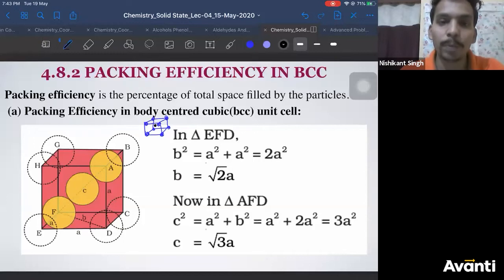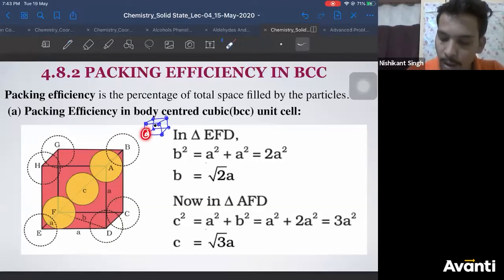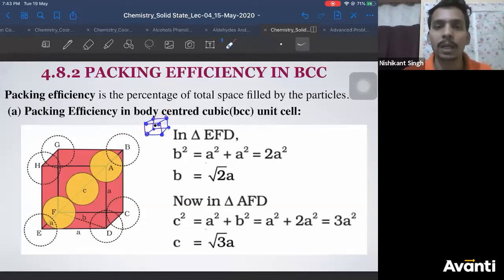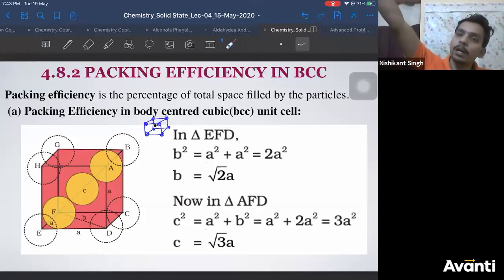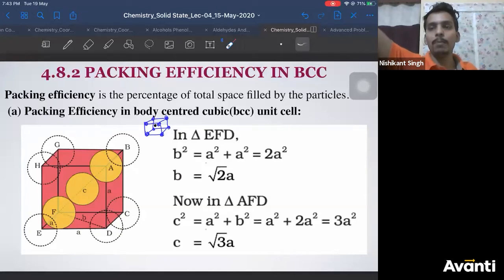Now, no, Prajwal, all are not touching each other, beta. See carefully. It looks like they are touching, but they are actually not touching each other. So all of you, please pay attention. There is a body center particle. The particles touching will be the top corner, the bottom corner, and the body center. These three particles along the body diagonal will be touching each other. From the top corner to the bottom corner, you take a body diagonal. At the top corner you have one particle, at the bottom corner one particle, and at the body center one particle. These three particles will be touching each other.